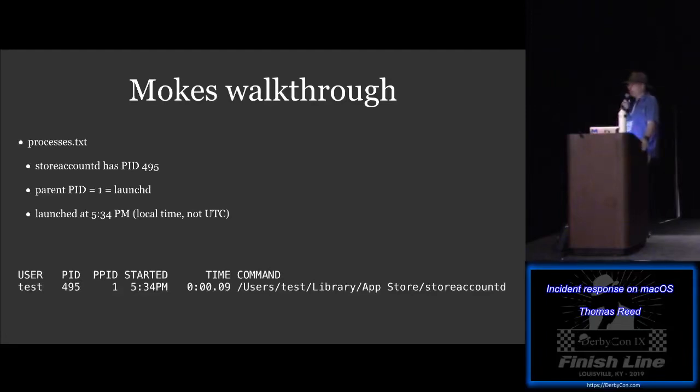So let's dig a little deeper and look in the processes data, and we can get the process ID, which is 495. We see the parent process ID is 1, which is launchd. That is the parent process for just about everything, and certainly for something loaded via a launch agent. So that makes a lot of sense. We can also see that it was launched at 5:34 p.m. local time. Local time's a little bit of a problem because we want everything in UTC, right? And maybe we don't know what time zone this machine was in. So what do we do here?